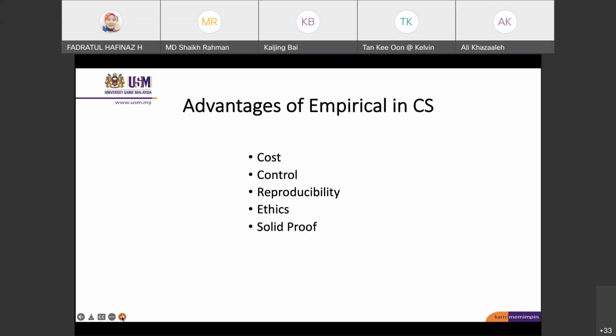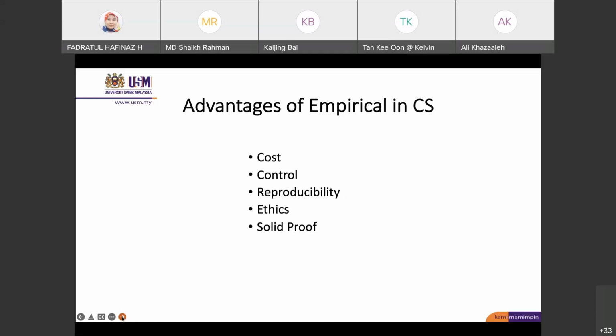So we can control how many people, what the speed is, what the parameters are. Let's say if there is a fire evacuation, how big is the fire? We can just manipulate it using the computer simulation. So we have full control. Reproducibility: we already have the model, so we can just reproduce it as many times as we want. It's just an algorithm that we develop.